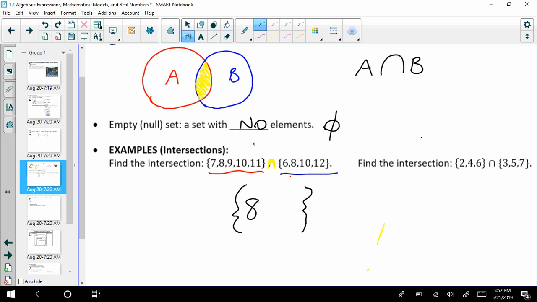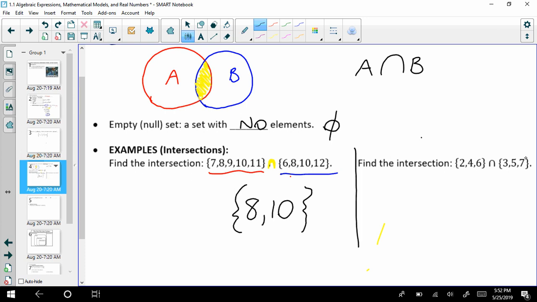They both don't have 9. Oh, they both have 10. They both don't have 11. So this is the answer. This is the intersection. It's what they have in common. A lot of the times in math, this is important because we're going to be looking at common things that 2 either equations or functions or sets have in common, because sometimes that'll help with simplifying.